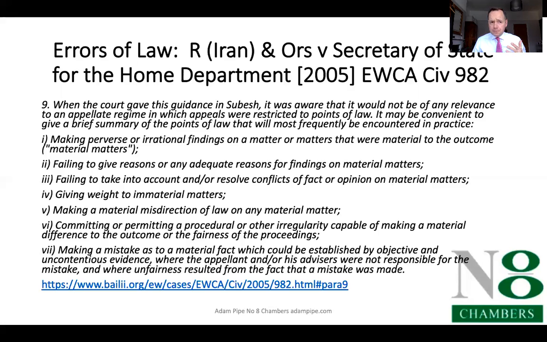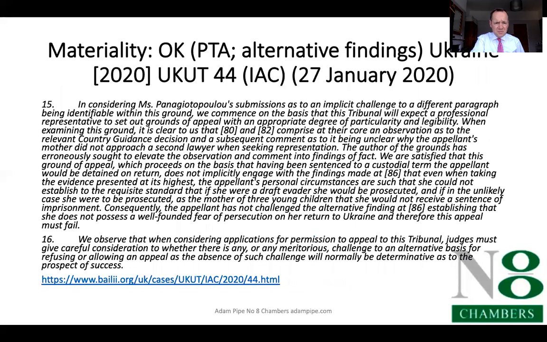And you may think, actually, I shouldn't be drafting the grounds in this case because I was the advocate. And actually, I need to do a witness statement and refer these grounds to a colleague. And then making a mistake as to a material fact which could be established by objective and uncontentious evidence where the appellant and or his advisors were not responsible for the mistake and where unfairness resulted from the fact that a mistake was made. And there's the E&R test again there in relation to new evidence.